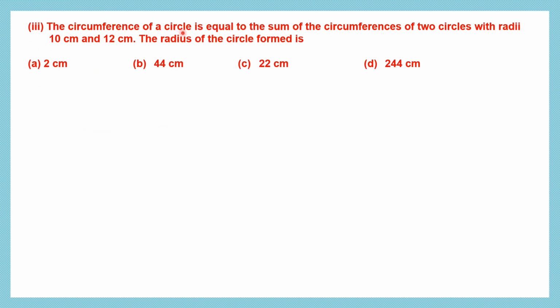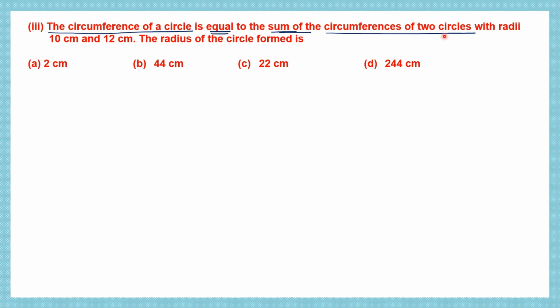The circumference of a circle is equal to the sum of the circumferences of two circles with radii 10 centimeters and 12 centimeters. So here let's be clear about this. We're talking about one circle here. The circumference of one circle is equal to the sum of the circumferences of two circles. So you take two circles, find the circumferences, add them up, and you will get the circumference of the circle.